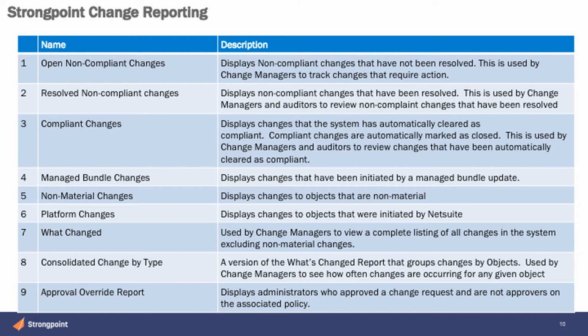So that open non-compliant changes report. Those non-compliant changes will happen. This displays those, and the action to be taken is to resolve those open non-compliant changes. Mostly done by a change manager role to track changes that require action. Once they've been able to resolve that open non-compliant change, that change is then moved to the resolved non-compliant changes report. So this is the one that auditors will be reviewing. Your change managers will also be reviewing to make sure that the proper steps have been taken to resolve that non-compliant change.